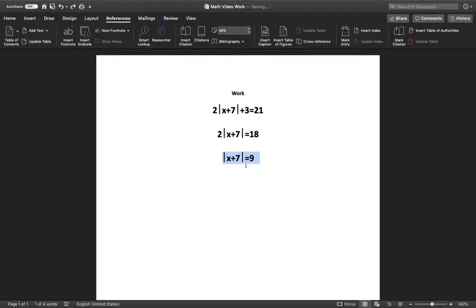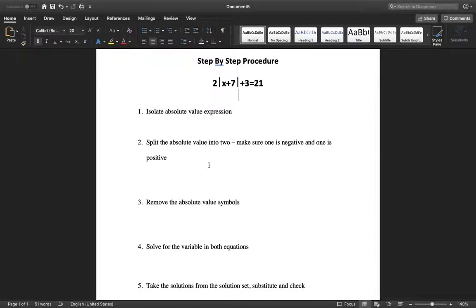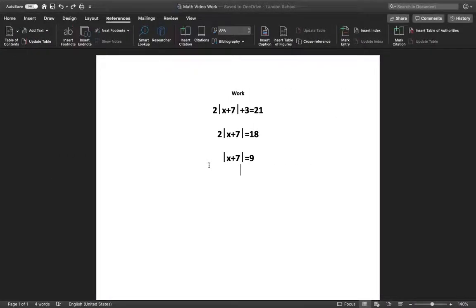Now we have to figure out what step 2 is. Step 2 is to split the absolute value into 2. Make sure one is negative and one is positive. Now what does that mean? One of our equations is going to have the 9 as positive, and one of the equations is going to have the 9 as negative.